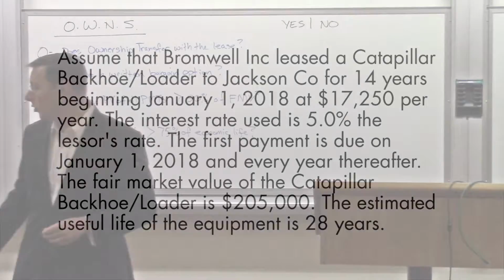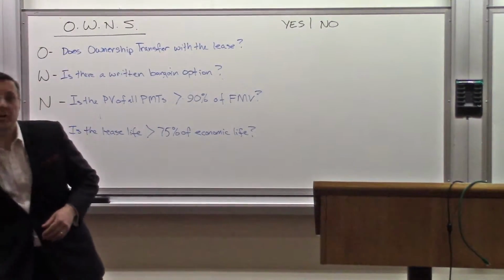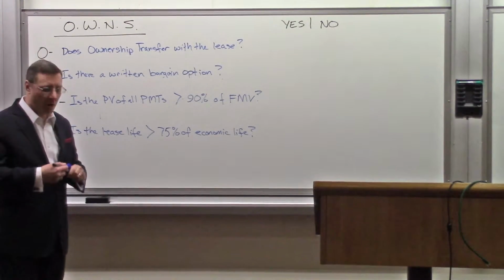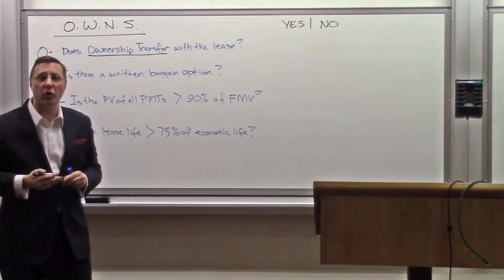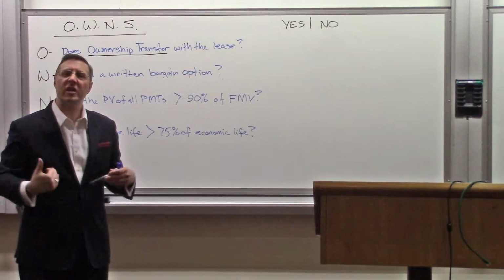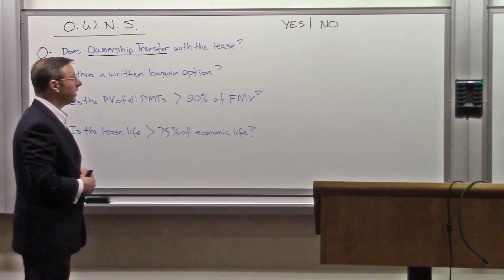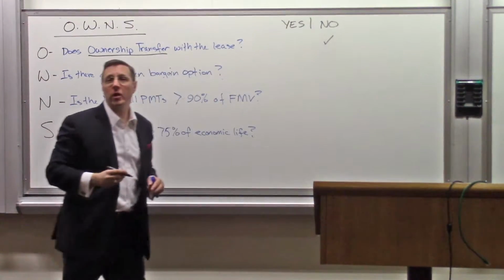So let's go and look at our O.W.N.S mnemonic. The first piece that we want to look at is the O of O.W.N.S mnemonic. And what we look for in the problem is to see, is there any ownership transfer for the lease problem? There's nothing in the lease problem that says that ownership transfers from one party to the other during that lease or at the end of that lease. So for our yes, no, that is a no.